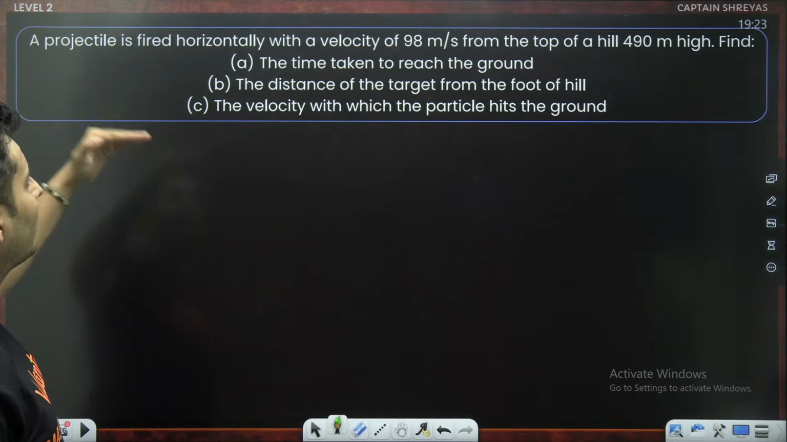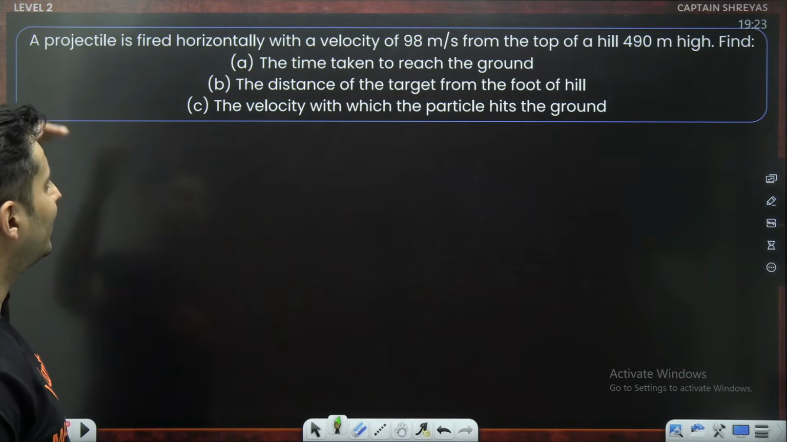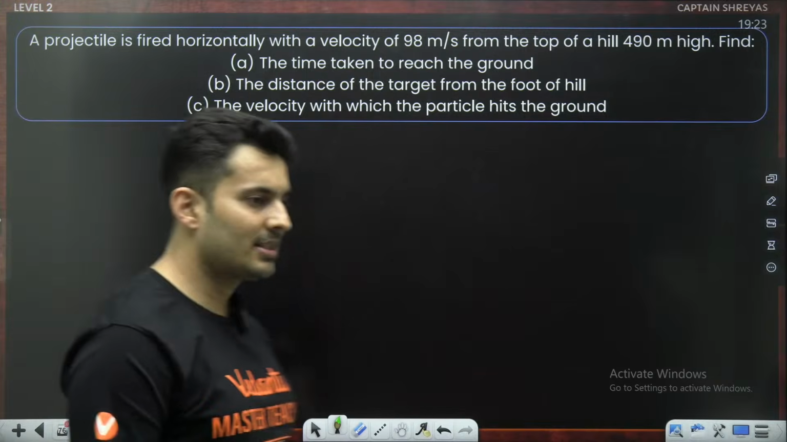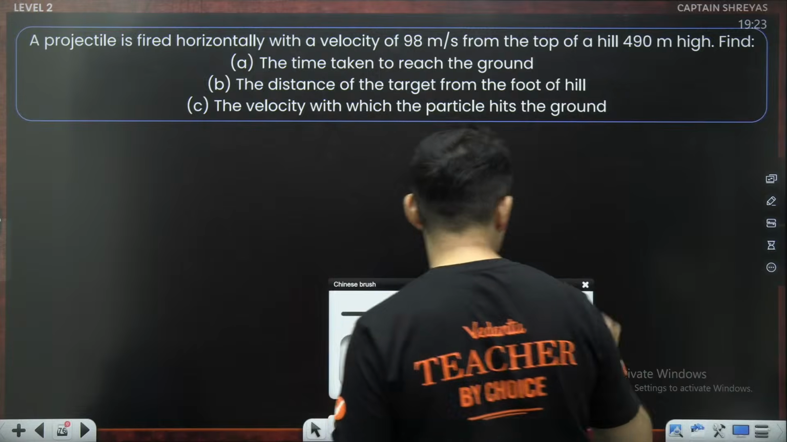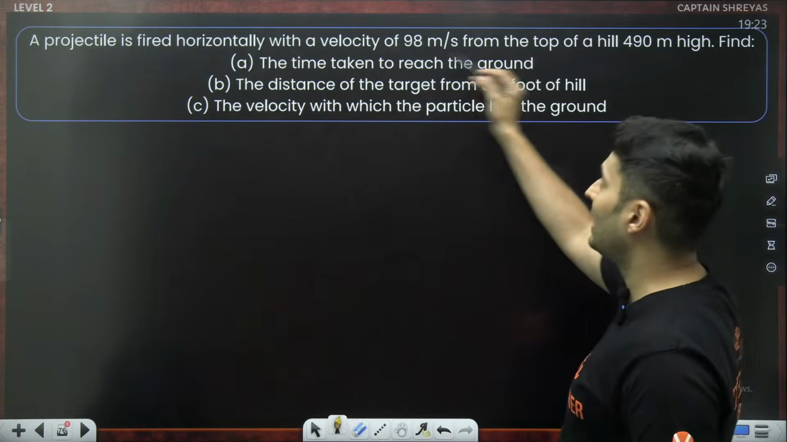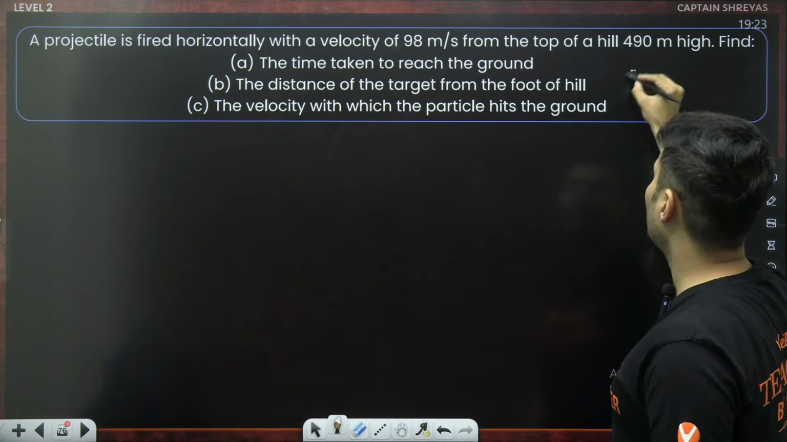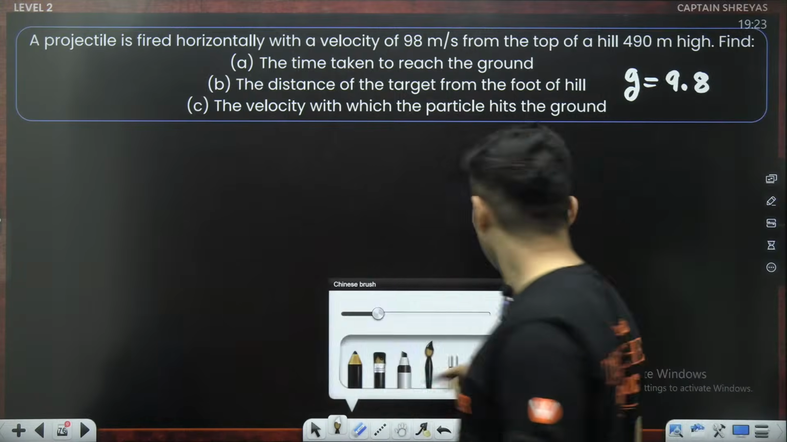A projectile is fired horizontally with some speed from a hill. Find the time taken, the distance from the foot, and the velocity with which it hits. All three formulas, just substitute, guys. Nothing great in this problem. But I think because 98 and 490 are given, they should have also given the value of g to be 9.8, or else you will not get good answers.